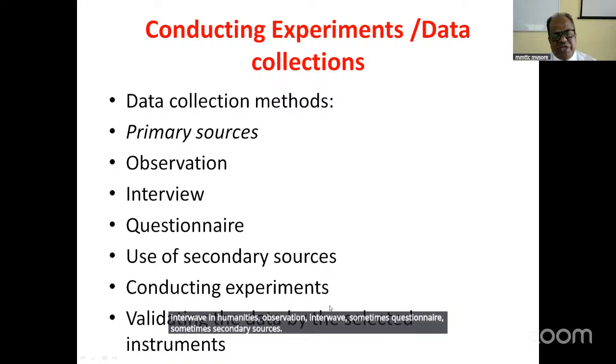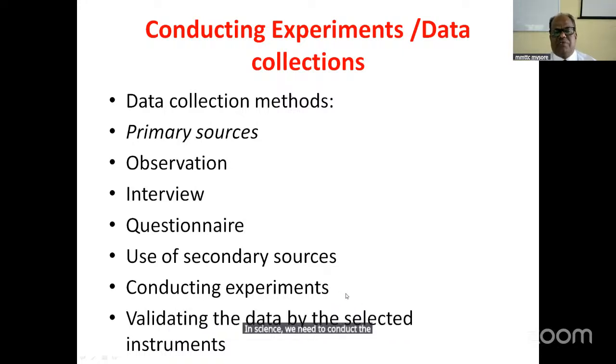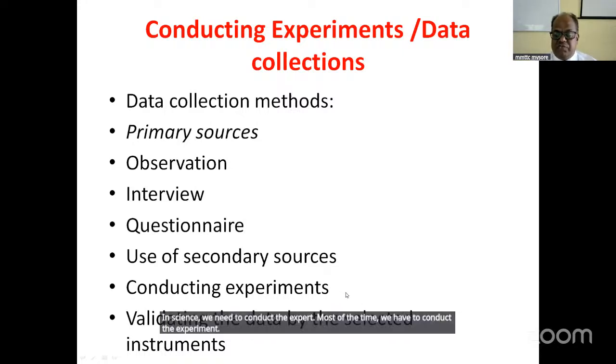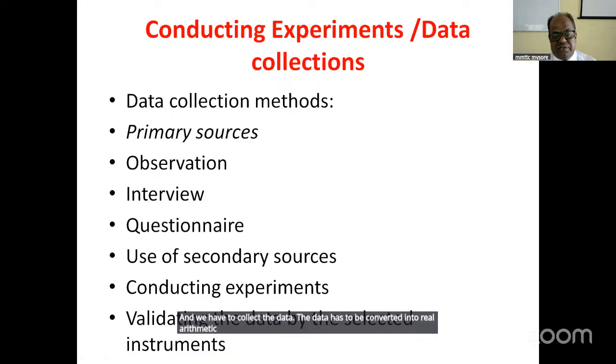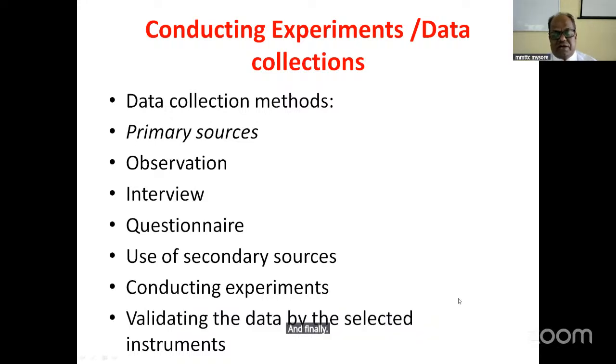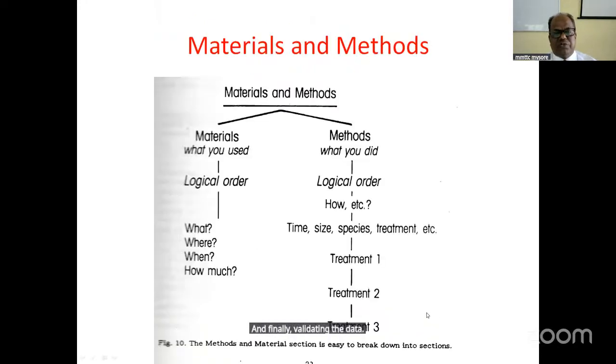In science, most of the time we have to conduct the experiment and collect the data. The data has to be converted into real arithmetic numbers, and finally validated by using selected instruments. And that's what we do under materials and methods.